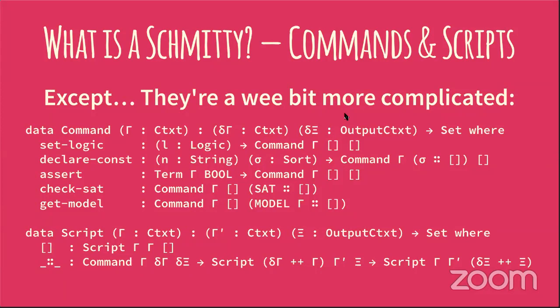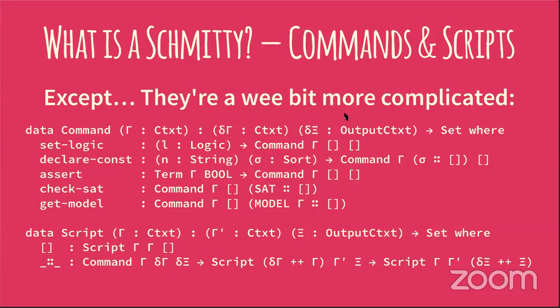And then we have the delta xi, which are output contexts. So they determine what sort of output the script is going to give you. So checksat will give something of type sat, and getModel will give you a well-typed Agda model with an entry for everything that was currently a variable. And then scripts just make lists of commands work by propagating everything as needed.